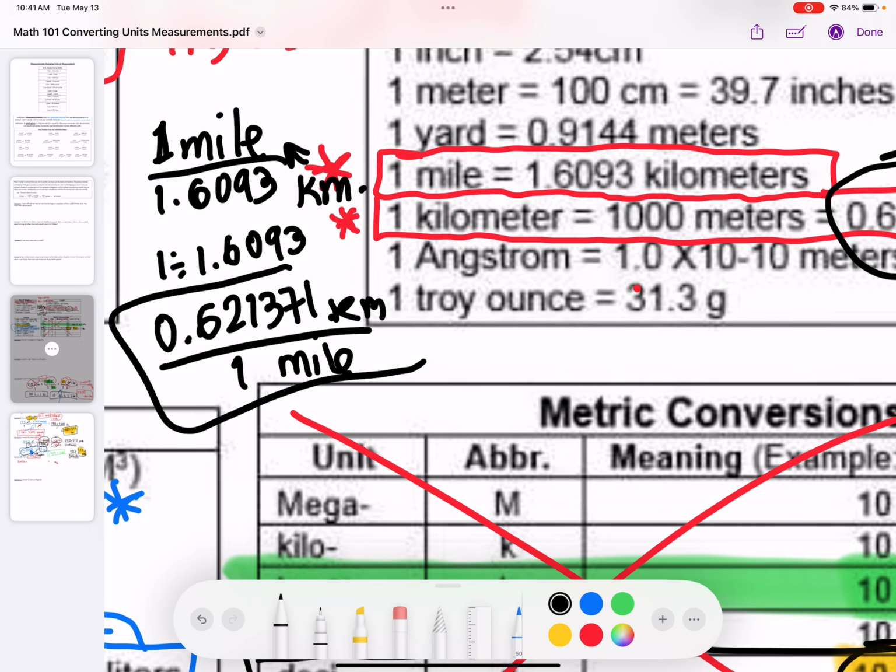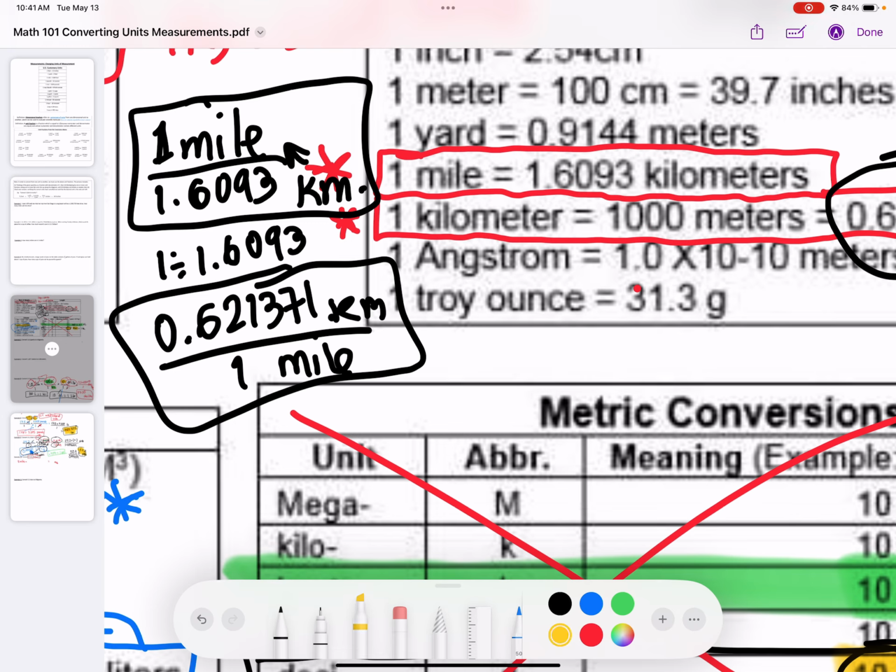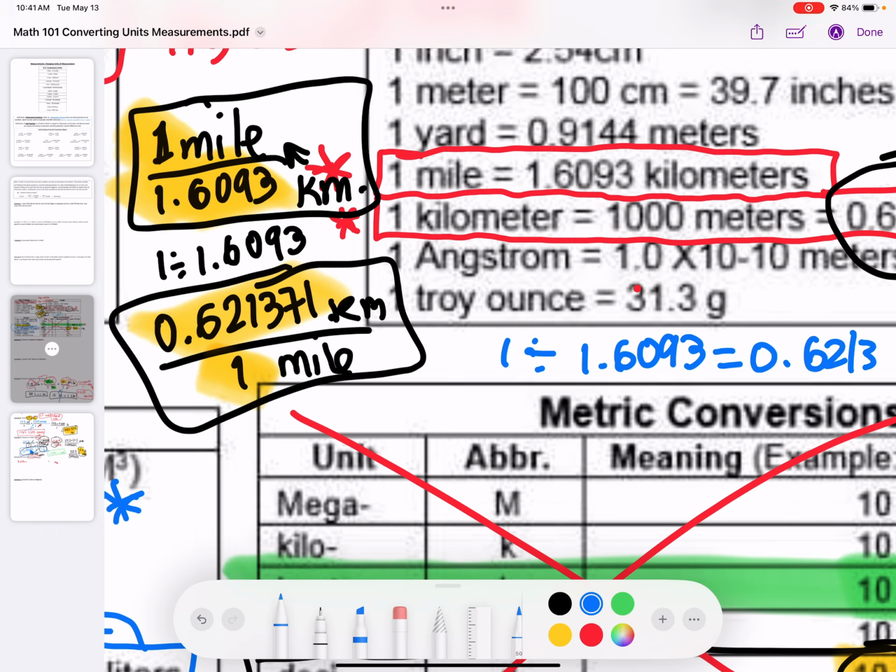So this unit fraction and this unit fraction are pretty much the same. Are you wanting to do 1 divided by 1.6093, or take 0.621371? Anyway, all this is just to say that 1 divided by 1.6093 is 0.621371. So these two that I've boxed here, they're the same.